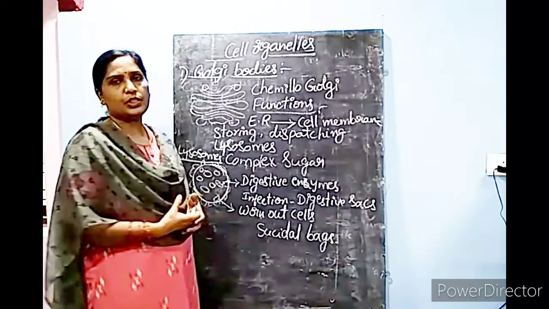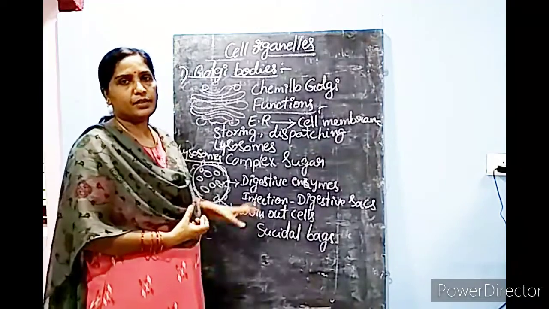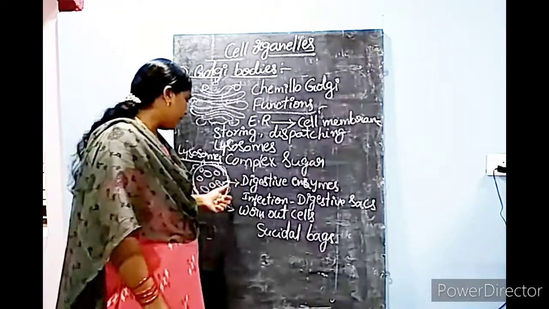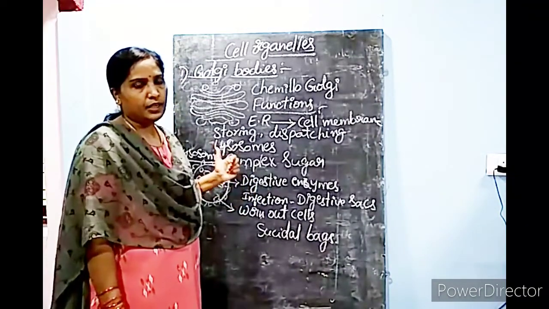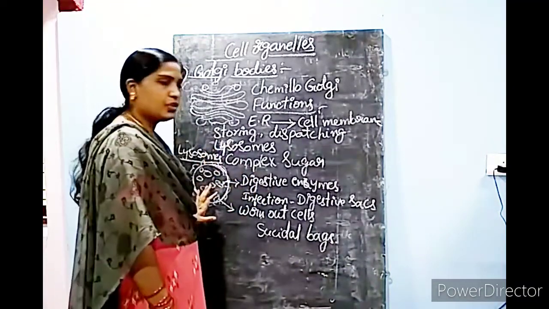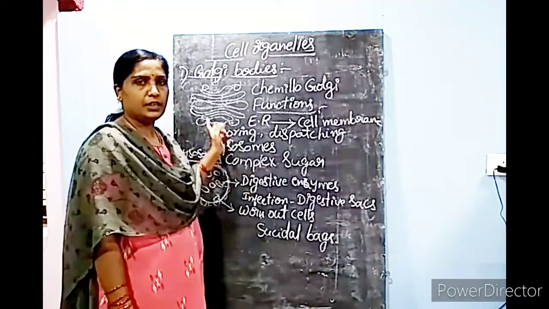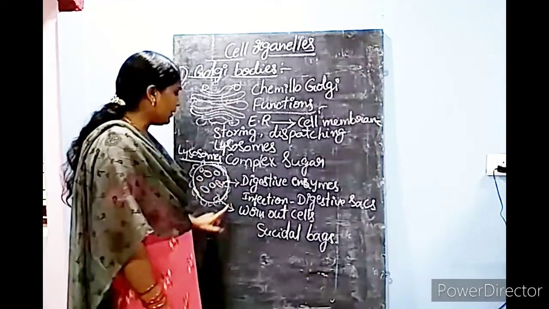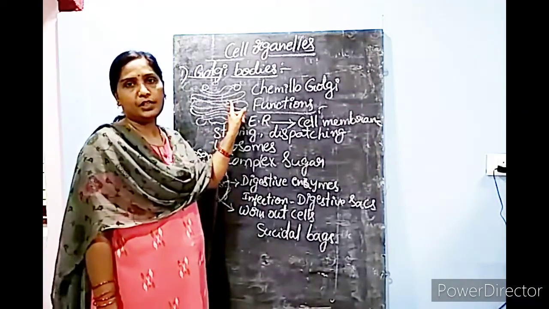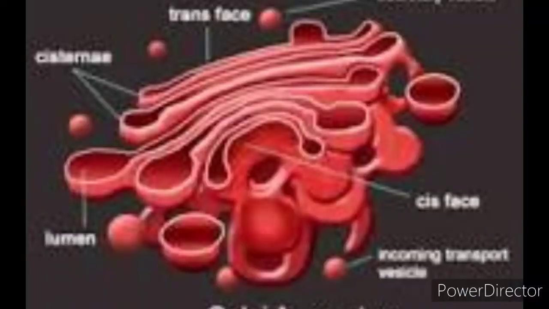And any worn out cells, any damaged parts that were there, get digested by the lysosome enzymes, the digestive enzymes present in lysosomes. So those are the functions of lysosomes. Till now we discussed Golgi bodies and lysosomes. In the formation of lysosomes, the Golgi bodies are helping. Now we will move on to the next cell organelle.